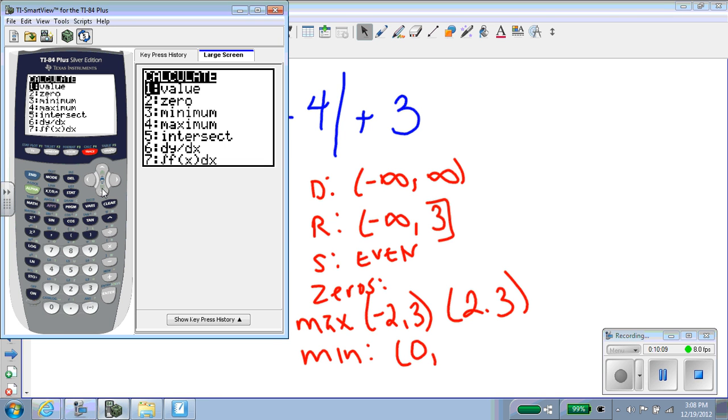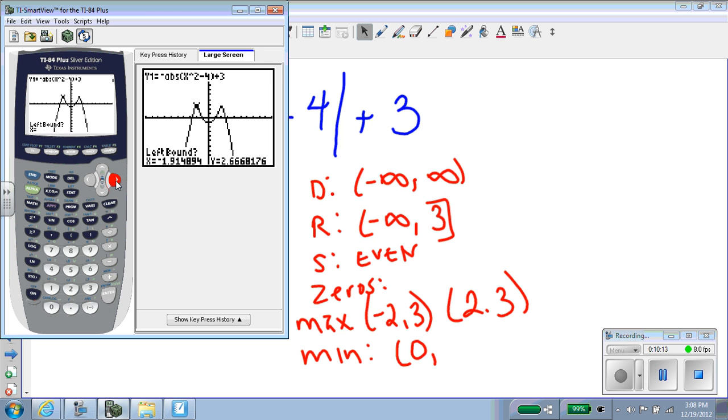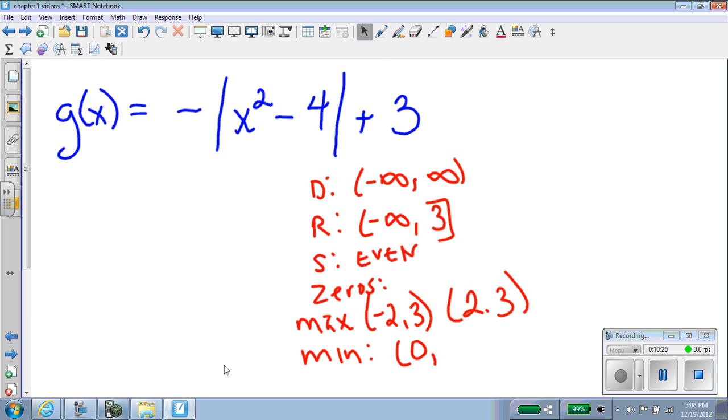Calculate a minimum. So it says be left of it. Great. Now be right of it. Now go back and guess where it is. It's saying it's at 0, -1. So 0, -1.